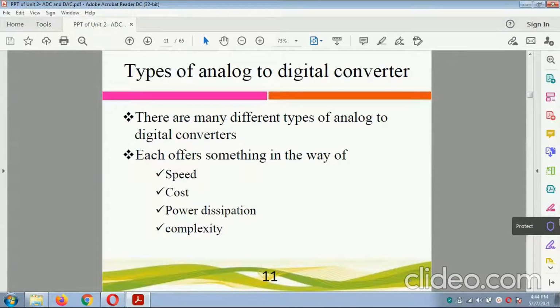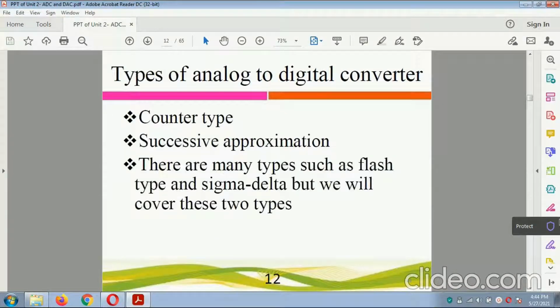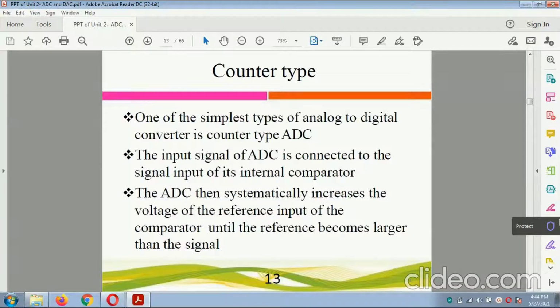The types of analog to digital converter. There are many different types of analog to digital converter. Each offers something different in terms of speed, cost, power dissipation and complexity. There are many types such as the counter type, successive approximation, flash type and sigma delta, but we will cover these two types: the counter type and successive approximation.